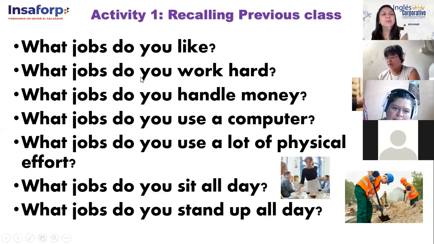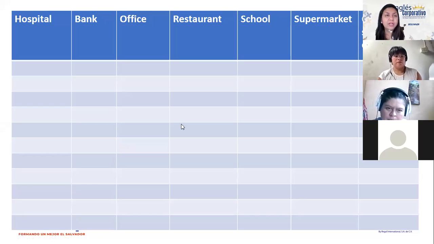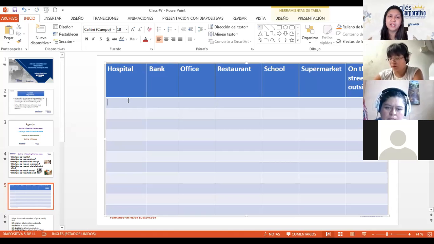Okay, so now I have this table with different workplaces. I have the hospital, the bank, the office, restaurant, a school, supermarket, and this one is on the street or outside. So what are you gonna do? You are going to copy this table in your notebook and we are going to complete this together, okay? Lo vamos a completar juntos. For example, tell me the people who work in the hospital.